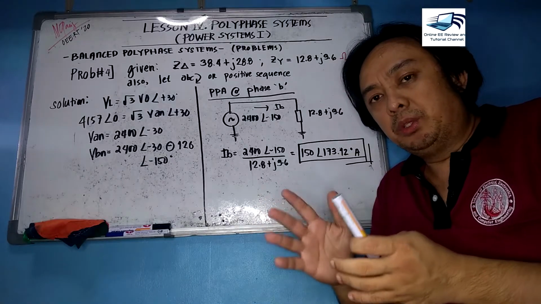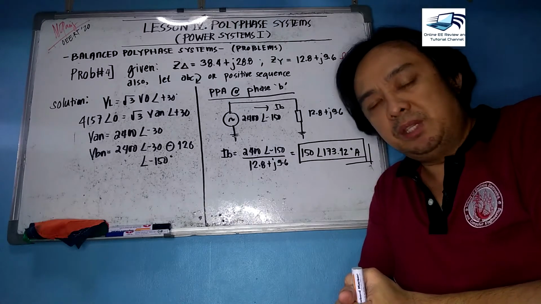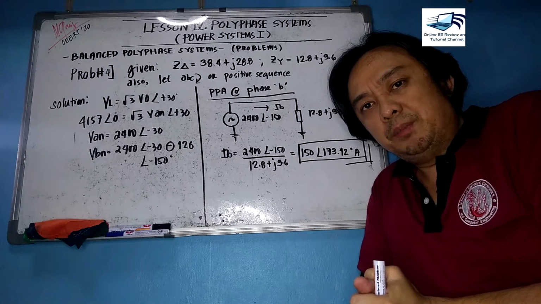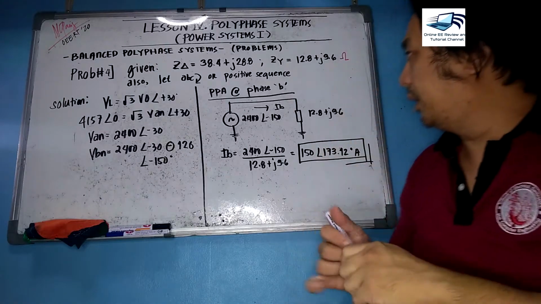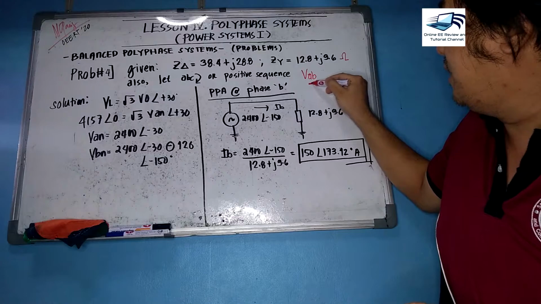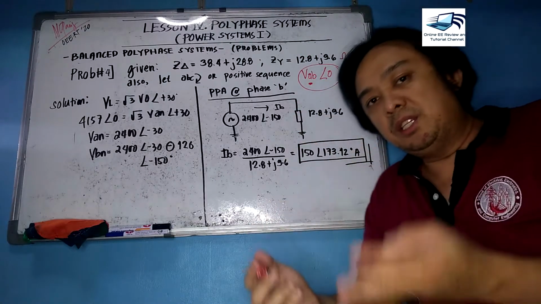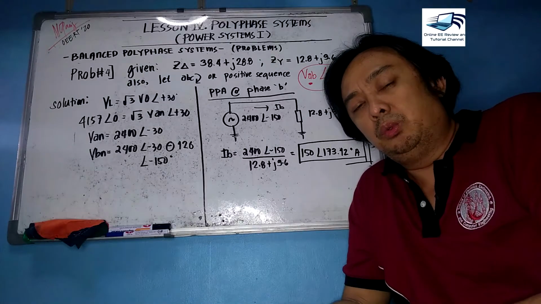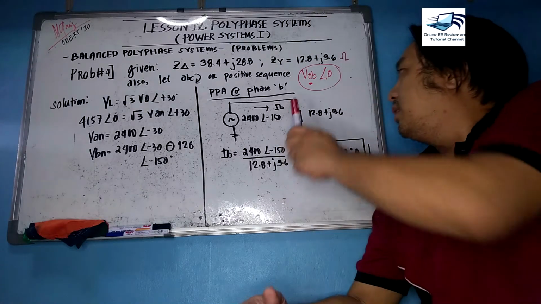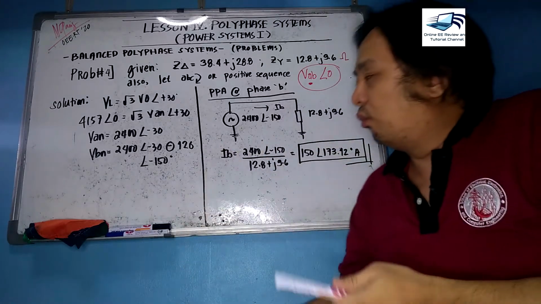Also, it is not mentioned what the sequence of the problem is, so we use an ABC sequence or positive sequence. But here it is mentioned in the problem that we let the line voltage at phase A be our reference. So in this case, you have no other choice but to use the line voltage at phase A as our reference. So, let us go forward to the solution.